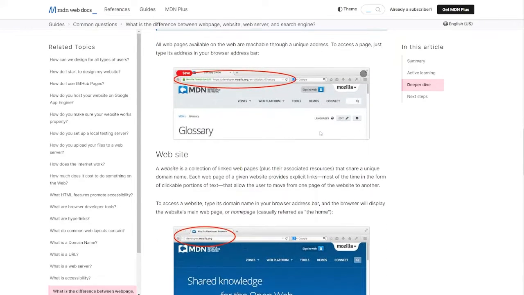All web pages available on the internet, on the web, are reached through a unique address. To access a page, just type its address in your browser address bar.